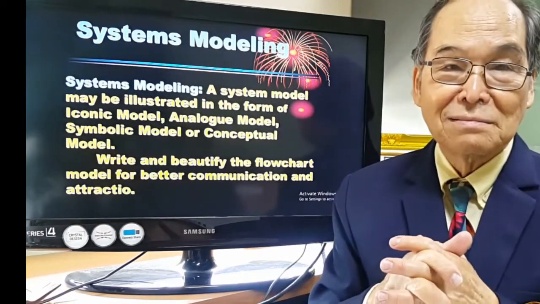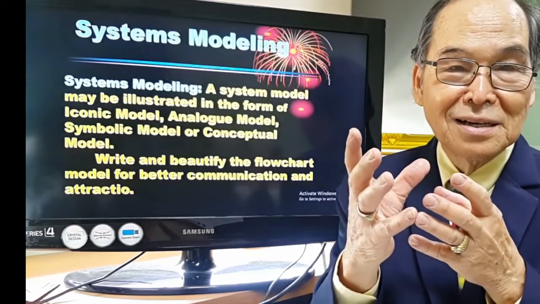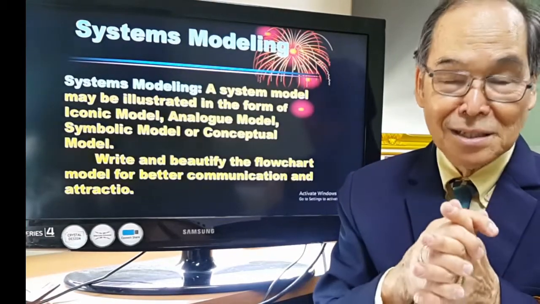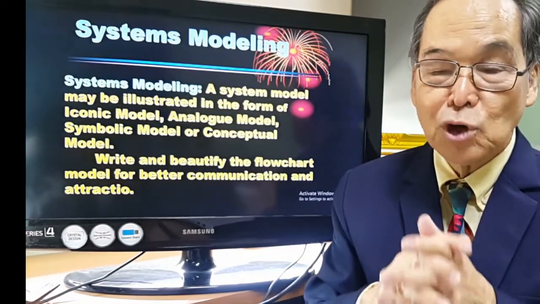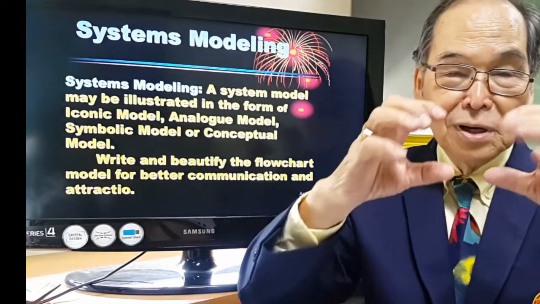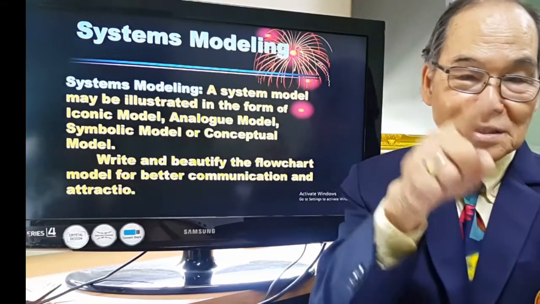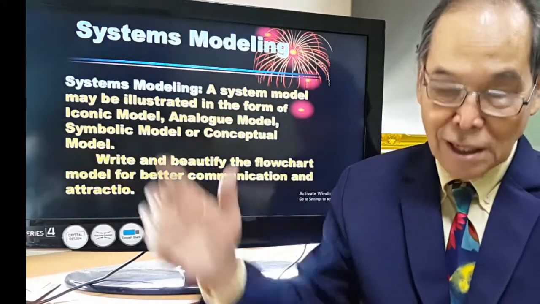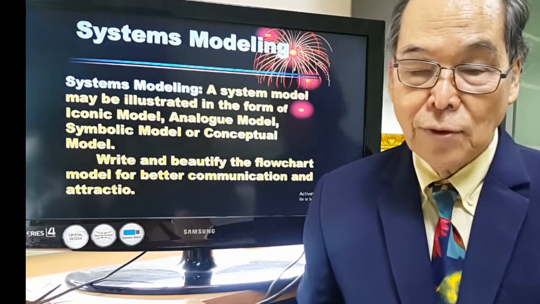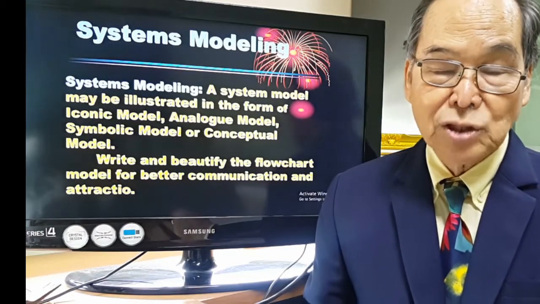Symbolic model. E equals MC square. That's Einstein's symbolic model. Or conceptual model. When you call it conceptual model, we put each step into a box, together. Okay. And after that, you write and beautify the flowchart model for better communication and attraction.